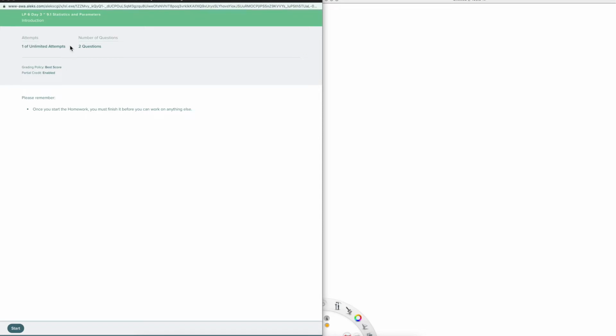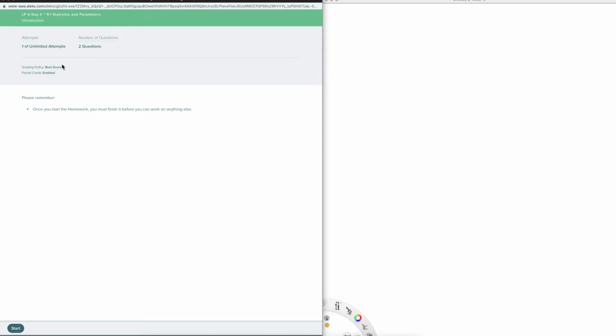So the first thing that you will see on your screen is the due date. I don't see that here, but you'll see it on your student side. The second thing you're going to see is the number of attempts. You always have unlimited attempts on your homework, tests, and quizzes. Number of questions just tells you how many questions are on this particular assignment. Grading policy is always best scores. Whichever attempt is the best one is the one you keep.